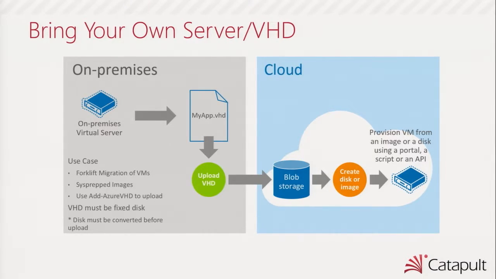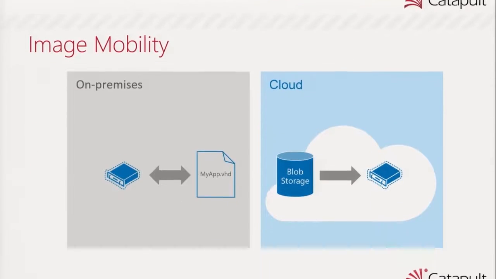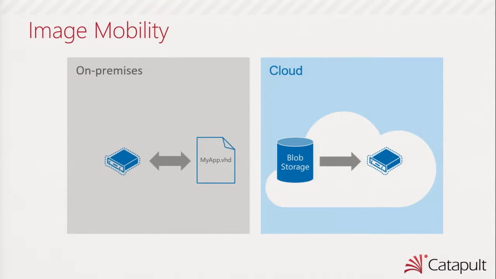Basically, in the gallery, you have the option of uploading your own images as well as those that are available in the marketplace. And once your image exists up there, or the flat disk file, you can tell the VM to use that as its virtual hard disk. So that's bringing your own server off premise to the cloud fairly quickly. Same thing there, really. Image mobility.